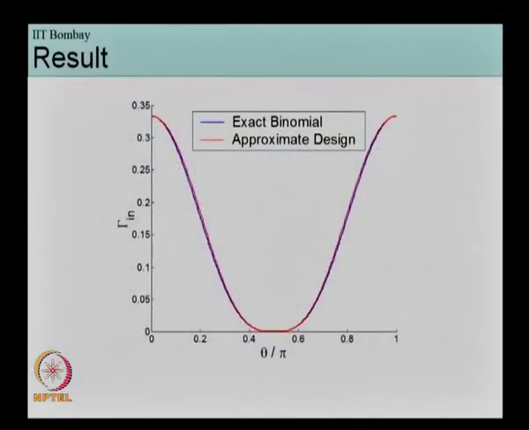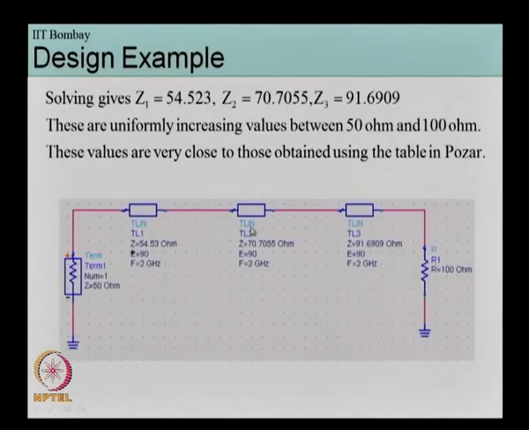Here is a 3-section binomial transformer, the input reflection coefficient that we designed. We see that there is a slight mismatch between the exact binomial function represented by the blue line and this red line representing what we actually implemented. We implemented this on a tool called ADS. Here are the 3 sections of our impedance matching network. These are the values for z1, z2 and z3 that we obtained using the binomial equations that we just derived.